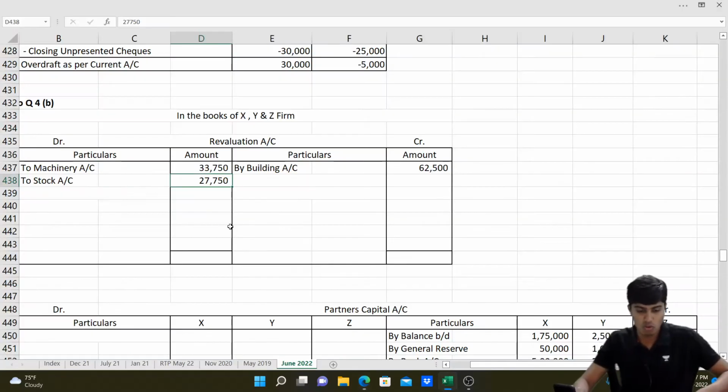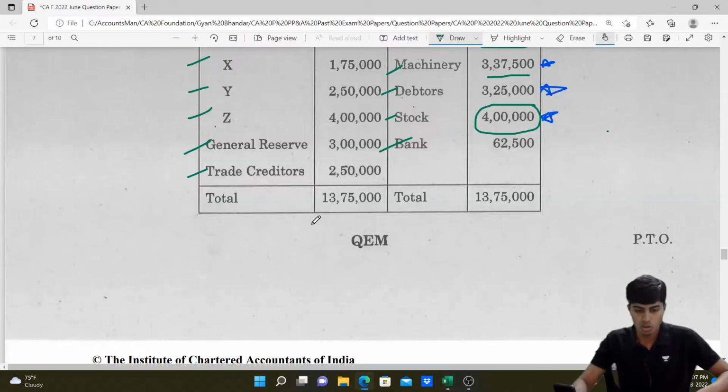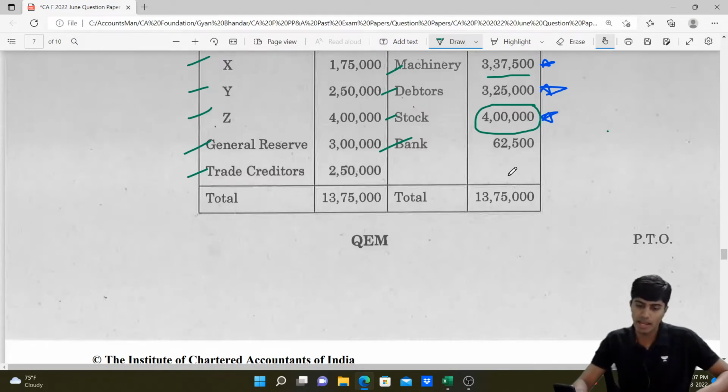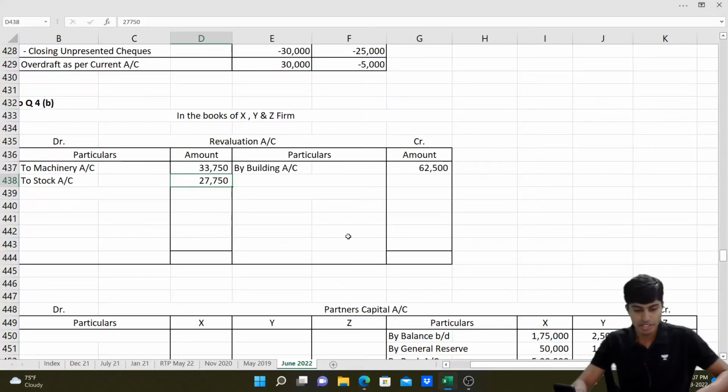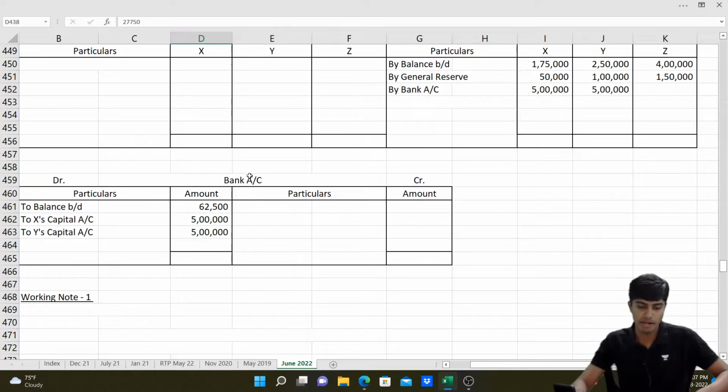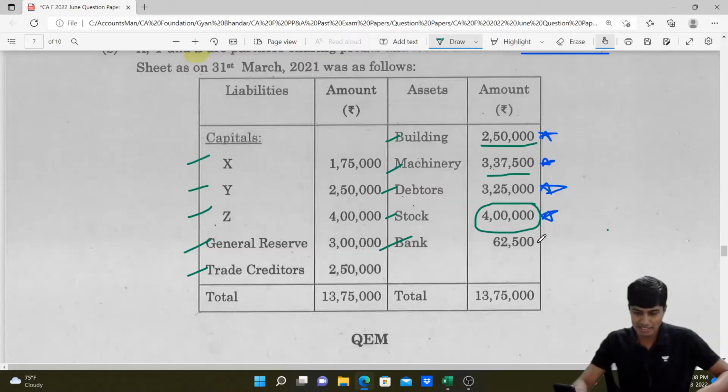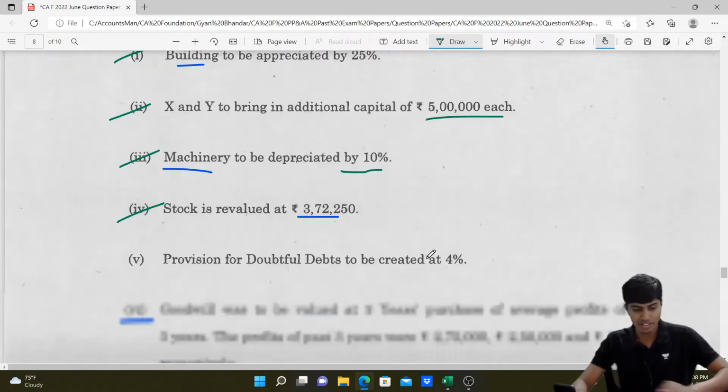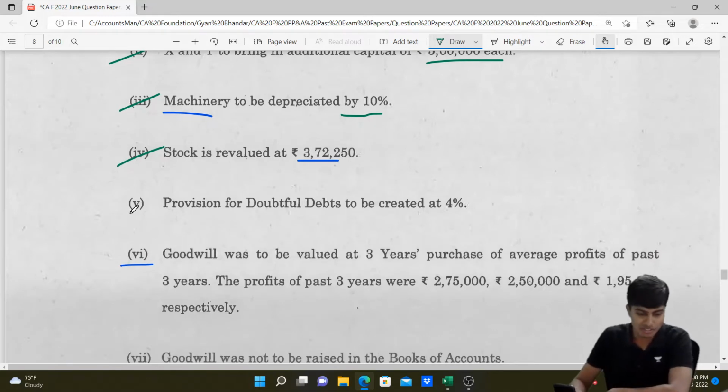And let's go forward. What do we have after that stock? We have bank balance of 62,500. I'll write bank account debit, bank to balance brought down, 62,500. That's done. Oh, sorry, we were reading adjustments, right? So we're done with your fourth adjustment.